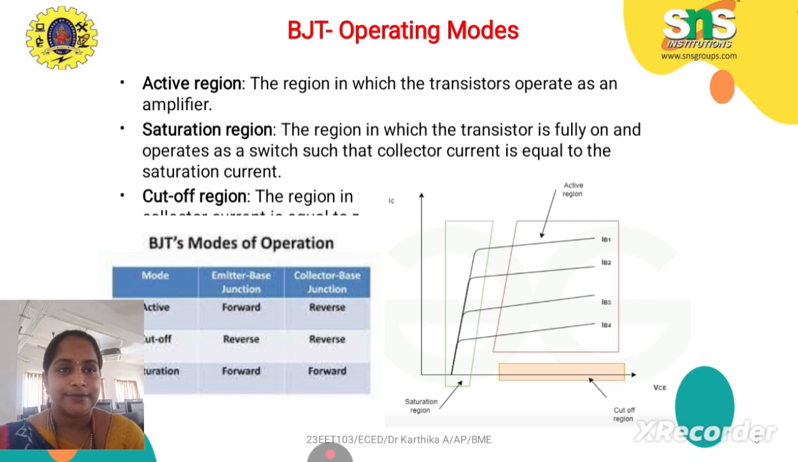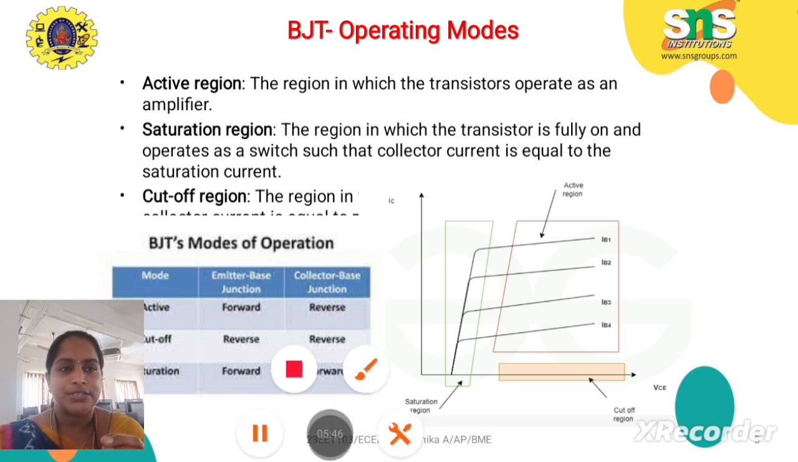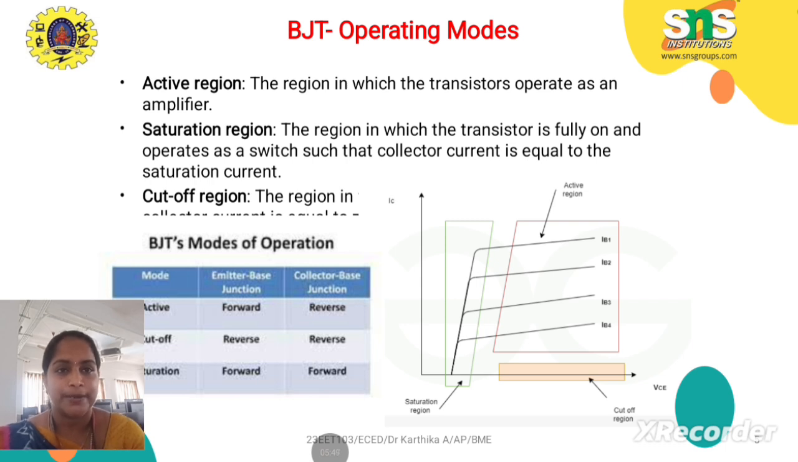See here, BJT operating modes. In this we have active region, saturation region and cutoff region. What do you mean by active region? The region in which the transistor operates as an amplifier. Saturation region, the region in which the transistor is fully on and operates as a switch such that collector current is equal to the saturation current.